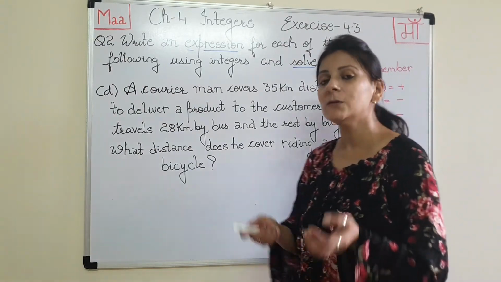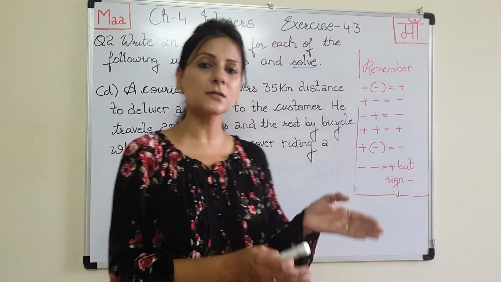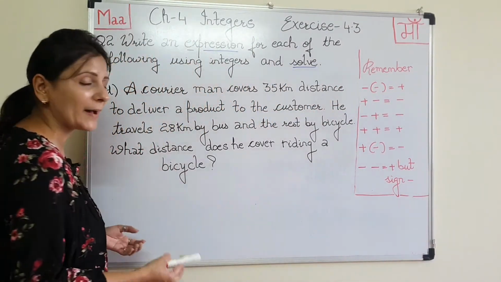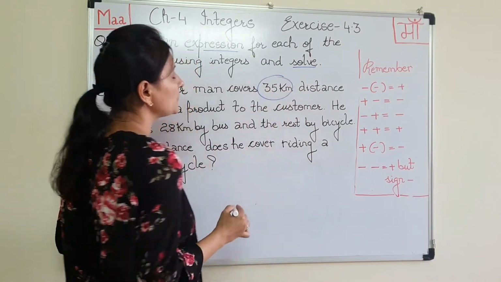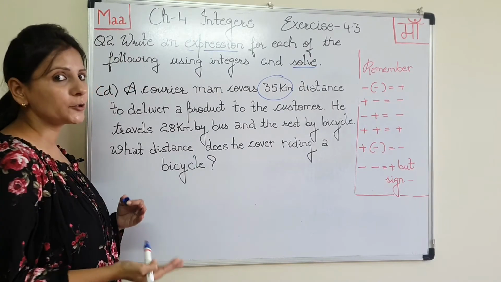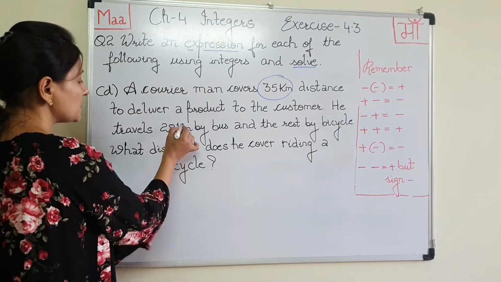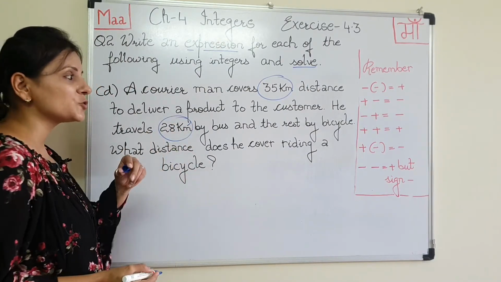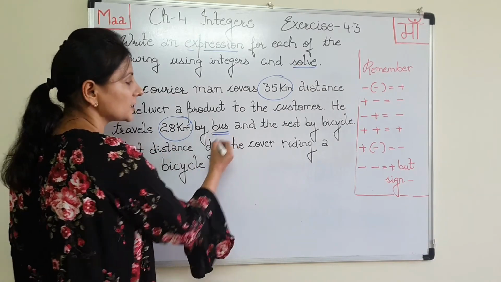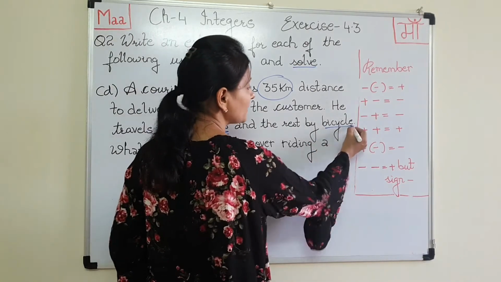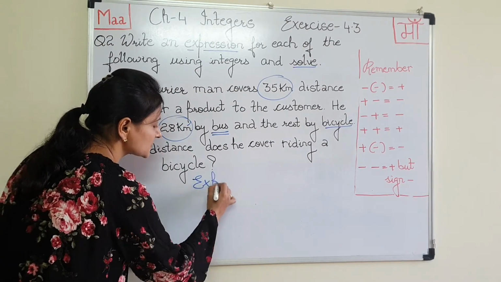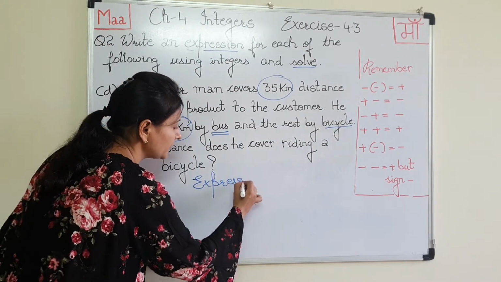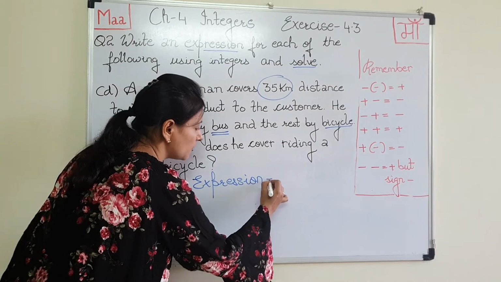सो इट इज़ वेरी सिंपल. उसने बाईसाइकिल से कितना डिस्टेंस कवर किया? सो दिस यू कैन फाइंड इट आउट बाय डायरेक्टली सब्ट्रैक्शन. टोटल 35 किलोमीटर का डिस्टेंस था उस प्रोडक्ट को पहुंचाने के लिए कस्टमर तक, जिसमें से 28 किलोमीटर का जो डिस्टेंस था वो उसने बस से कवर कर लिया. नाउ वी हैव टू टेल बाईसाइकिल से उसको कितना डिस्टेंस कवर करना है. सो फॉर दिस एक्सप्रेशन विल बी व्हाट? टोटल डिस्टेंस माइनस कवर्ड डिस्टेंस.